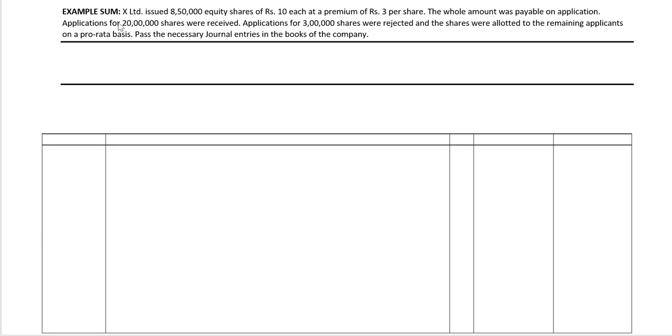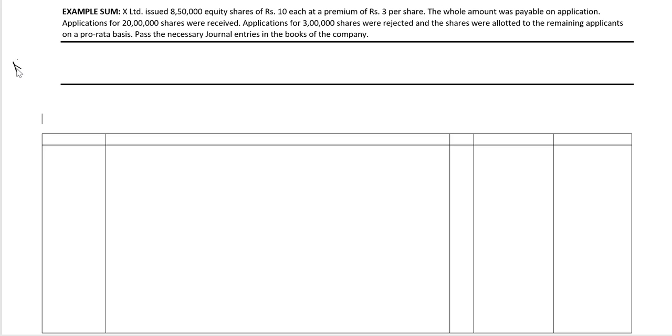Next example sum. X Limited issued 8,50,000 equity shares of rupees 10 each at a premium of rupees 3 per share. The whole amount was payable on application. Applications for 20 lakh shares were received. Applications for 3 lakh shares were rejected, and the shares were allotted to the remaining applicants on a pro rata basis. We are asked to pass the necessary journal entries in the books of the company.